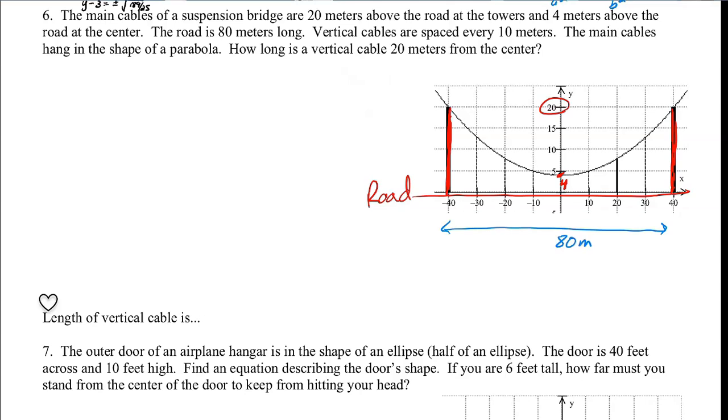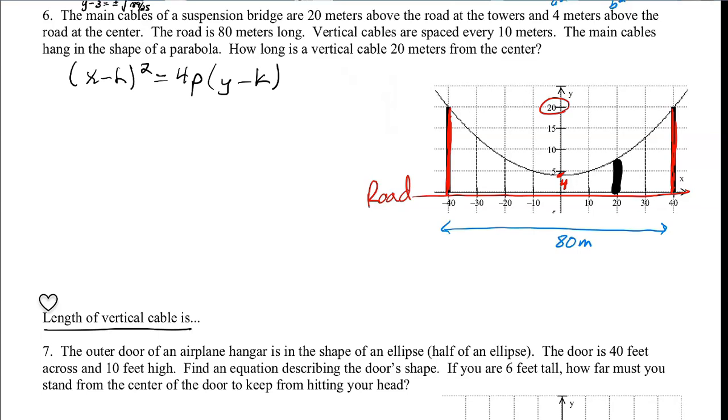The main cables hang in the shape of a parabola. You can see right here the parabola. That's the parabola we have. How long is a vertical cable 20 meters from the center? That's this one right here. What's the length of that cable? Now, based on the graph, it looks like it's somewhere between 5 and 10. So whenever we get our answer, the length of the vertical cable, the answer should be somewhere between 5 and 10. But let's find the equation of the parabola. So a standard conic form for a parabola opening up is x minus h squared equals 4 times p times y minus k.